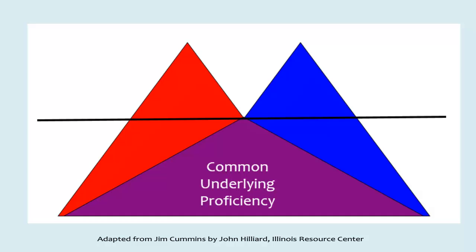This visual was first made popular by Jim Cummins and represents what is known as the dual iceberg theory of language acquisition. The idea behind the visual is that the language that we produce is built upon a deeper knowledge within our brains, and that all languages access that same knowledge base.